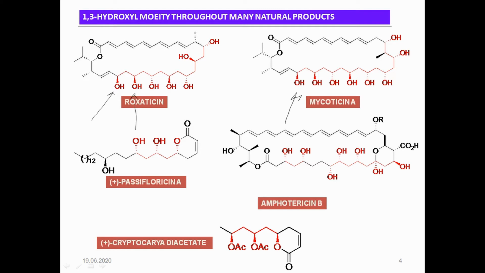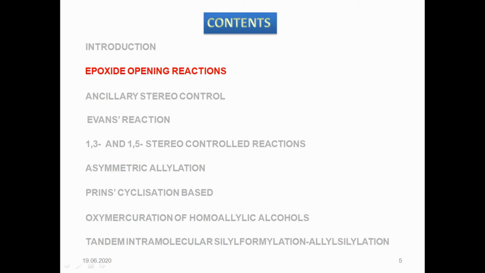In the sense, 1,3 hydroxy groups are present. These molecules are found in nature and have a lot of activity. Suppose amphotericin B has antifungal activity. Because of this activity, people are synthesizing this molecule. While synthesizing the molecule, they develop the method. So first we will discuss epoxide opening reactions.